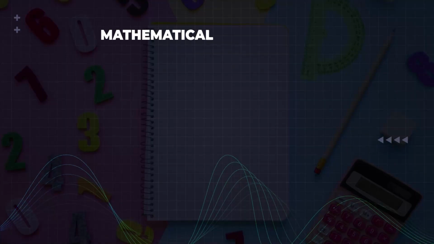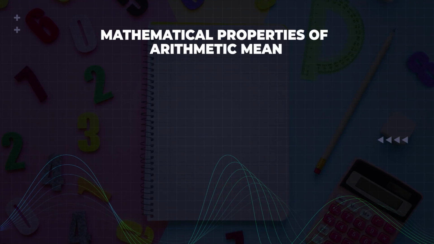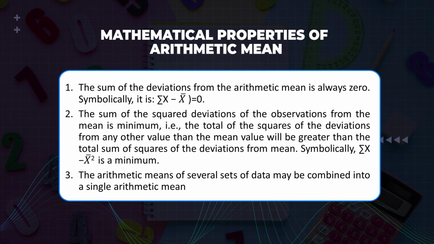The arithmetic mean is based on all the observations, and it has several useful mathematical properties, such as the sum of the deviations from the arithmetic mean is always 0. Second, the sum of the squared deviations of the observations from the mean is minimum. That means the total of the squares of the deviations from any other value than the mean will be greater than the total sum of squares of deviations from the mean.